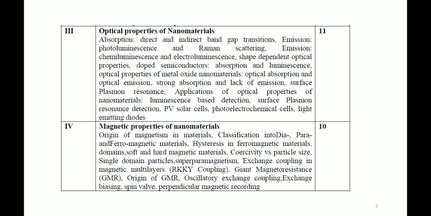We will start from the second lecture, that is the electronic properties. Then we will see the optical properties, because they are correlated to each other, the electrical properties, then optical properties, then we will see the magnetic properties. We will start soon our first chapter, or rather the second chapter, that is the electronic properties of nanomaterial.